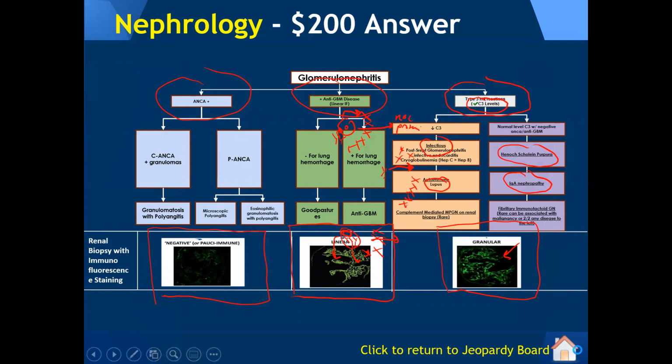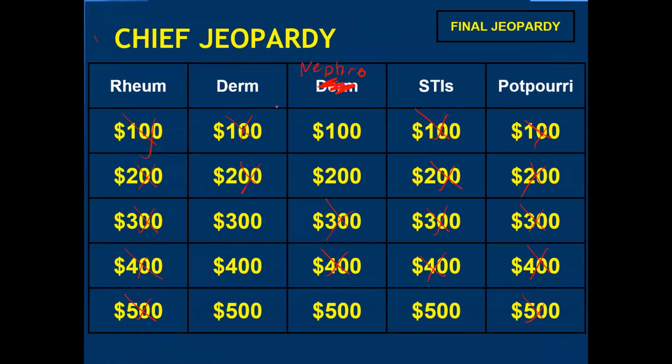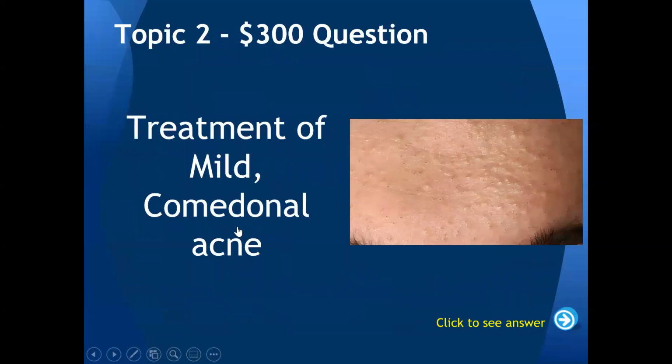All right, cool. That was Nephro 2. What do we got? Who got that? Let's do Derm for 3.